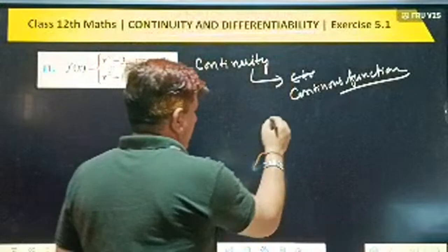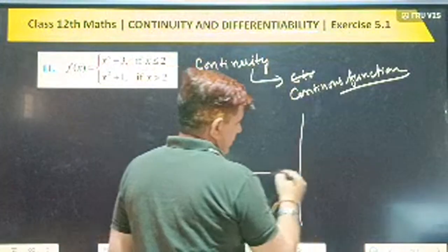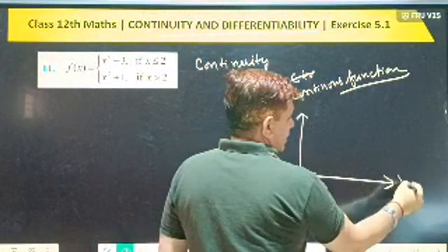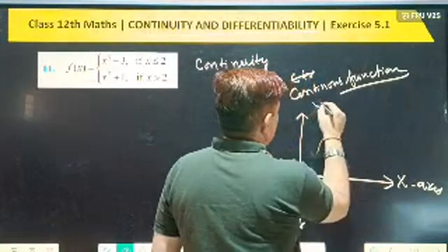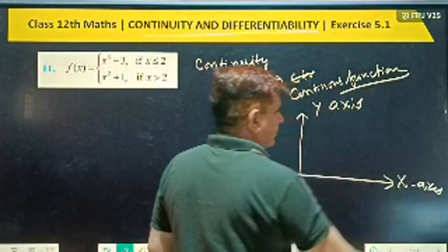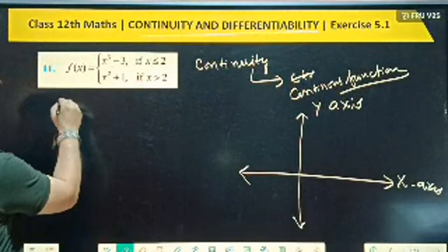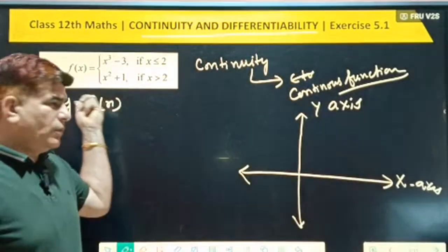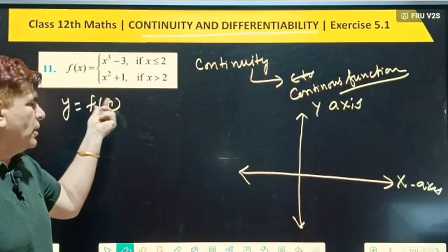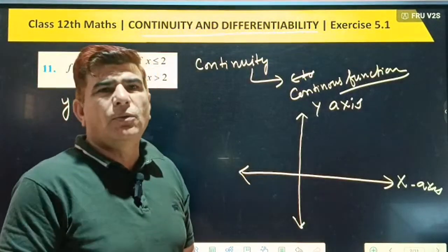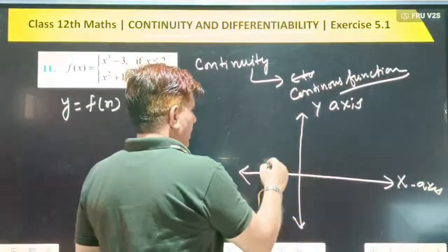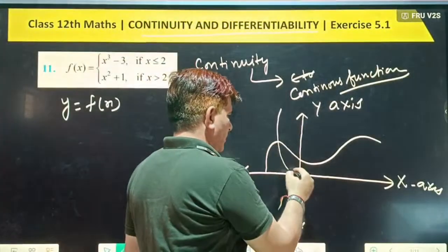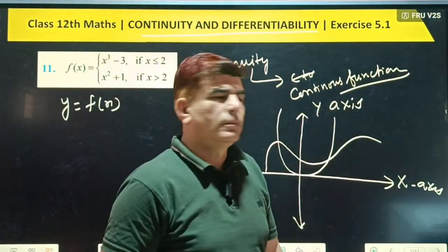So how can we draw a graph? Like this, this is the x-axis, and this is the y-axis. Understood? So what type of function is this? y equals f(x). It means y is a function whose variable is x, in the form of x. So if we draw the graph of it, it comes like this. Like this. Like this.